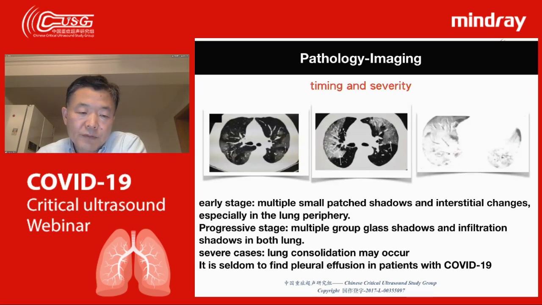But in very severe conditions, you will see lung consolidation may occur. And in this stage, you will see the consolidation mostly located in the lower part of the lung. I think now it becomes gravity dependent. And in this kind of pneumonia or disease, sometimes you can see pleural effusion, but not very much.